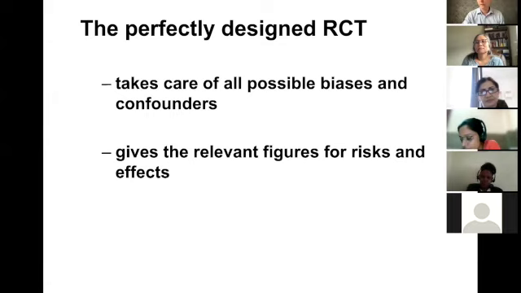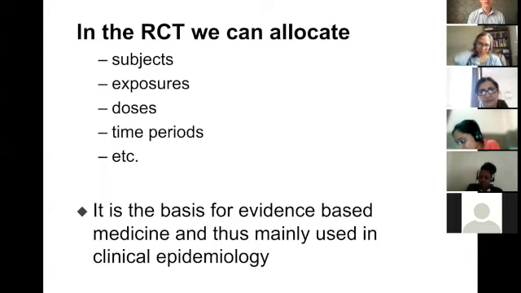We can use this easily. In the RCT, we can allocate subjects, exposure, dosages, time periods, and so on. You have heard a lot about this probably in the development of the recent vaccines for corona. It is the basis for evidence-based medicine and thus mainly used in clinical epidemiology.